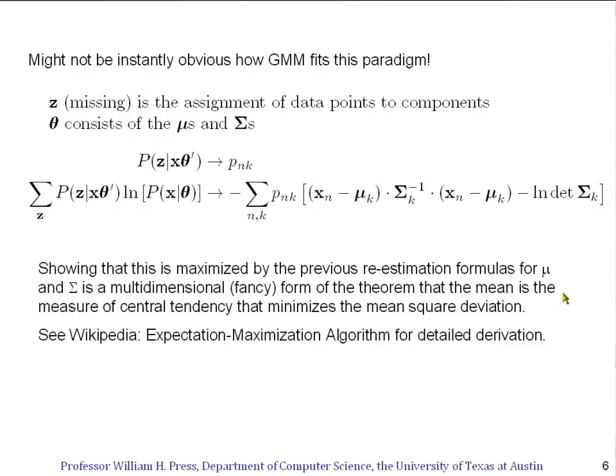Now, the same goes through in multi-dimensions. So there's a fancier theorem that says that the maximum likelihood estimate of the multi-dimensional mean of a set of points drawn from a Gaussian is just their multi-dimensional average, and similarly for the maximum likelihood estimate of the whole covariance matrix. If you want to see this derived, then there's a nice article in Wikipedia under the expectation maximization algorithm.